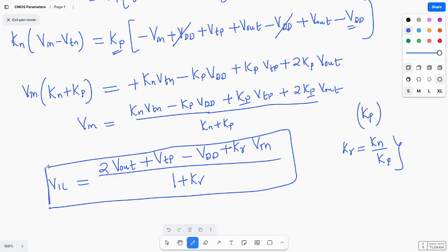Did you understand how I am calculating VIL? Any doubts or any queries?